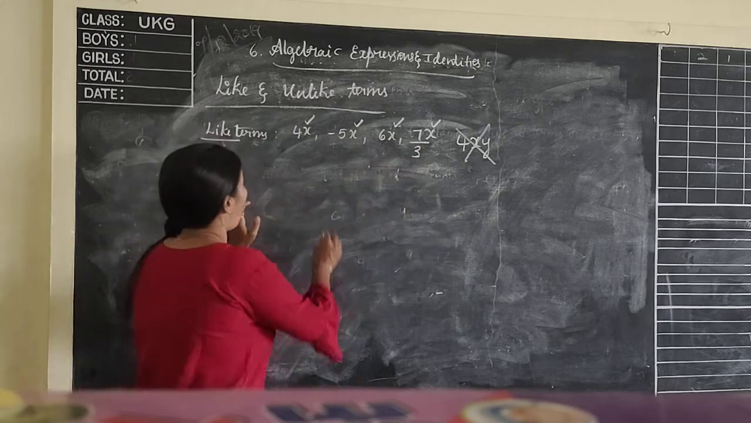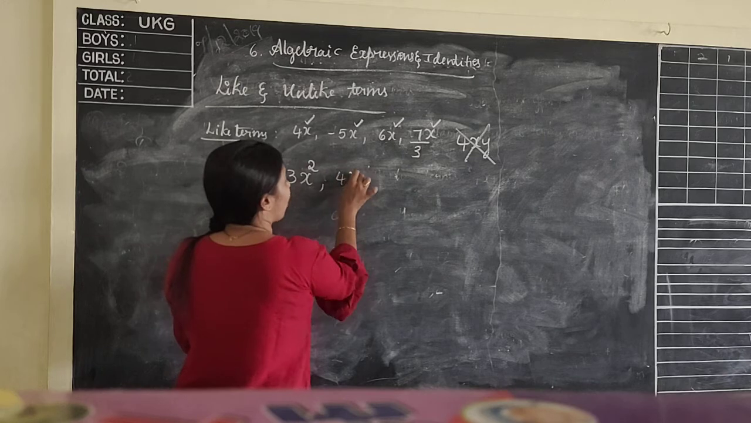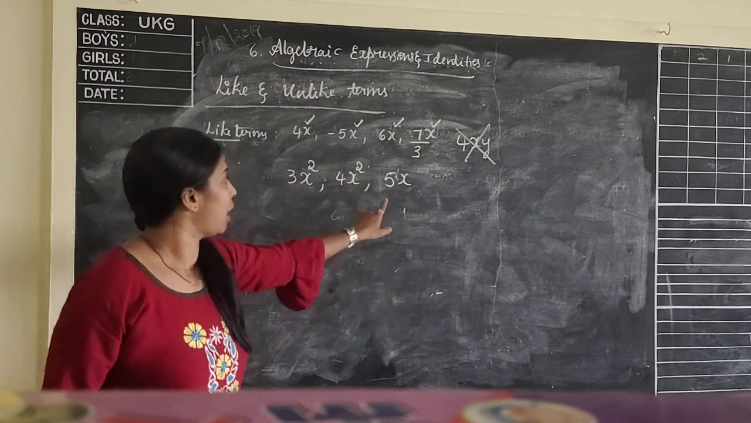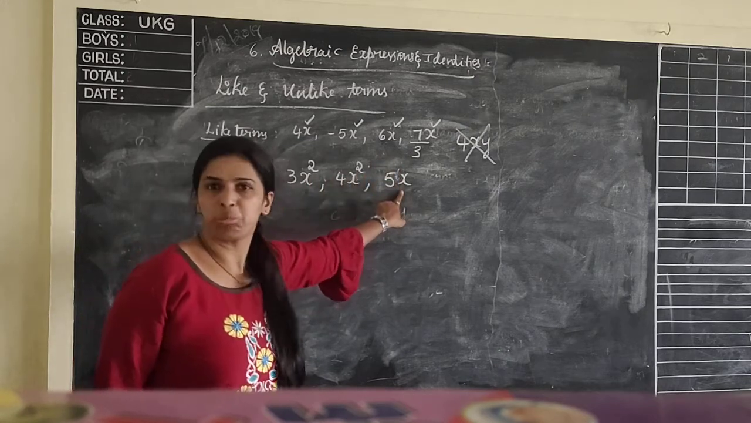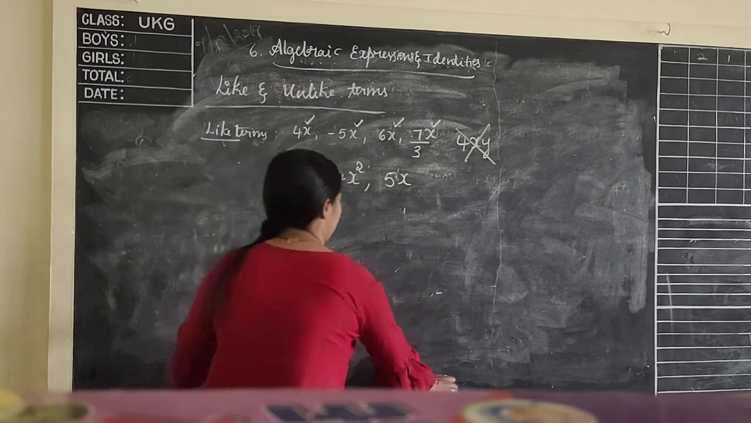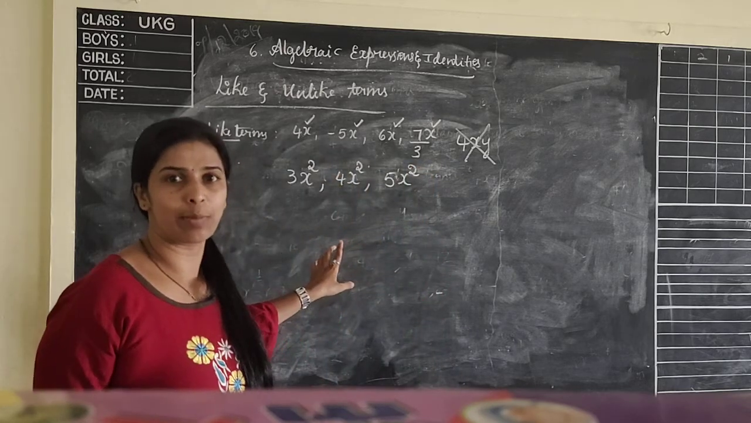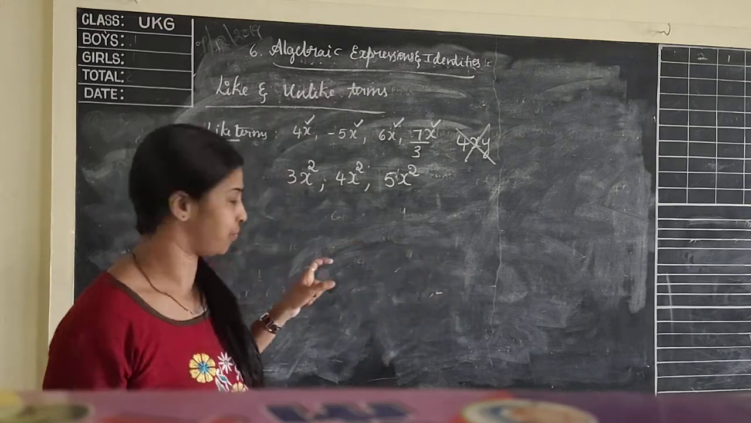Suppose 3x square, 4x square, 5x. Now here x square means x. Not possible. Not possible. This must be an x square. Otherwise it's not possible. Understood? Coefficient must be same. Then only it is a like.